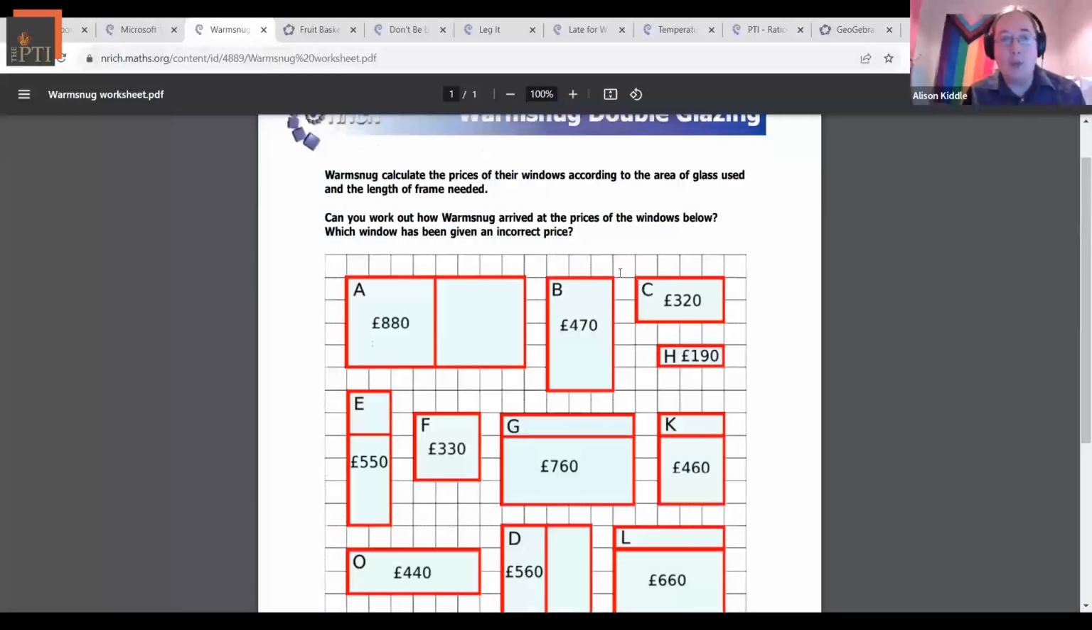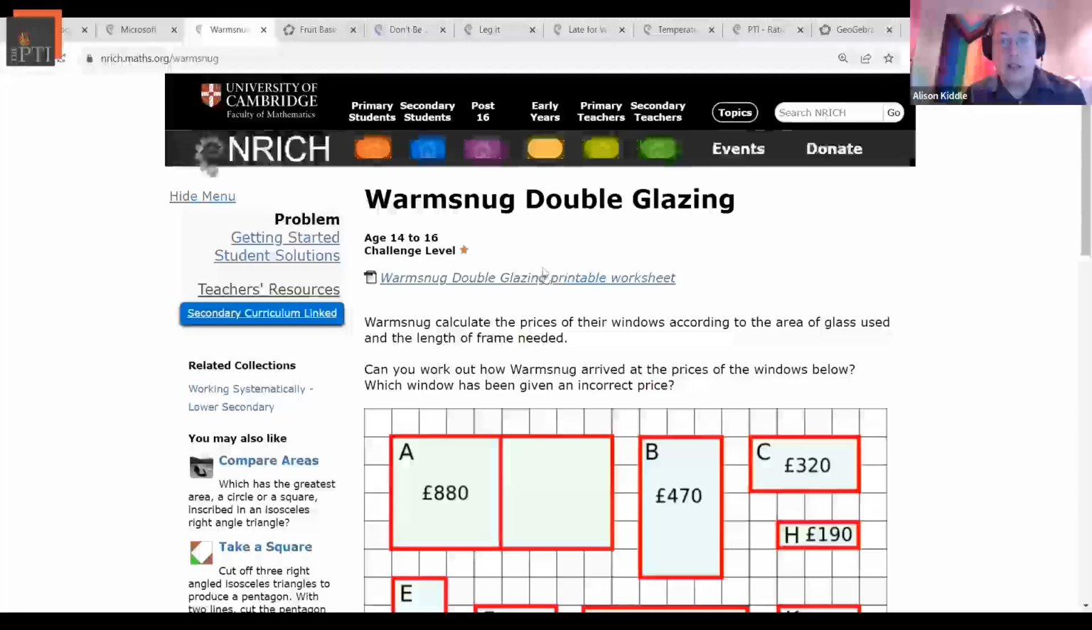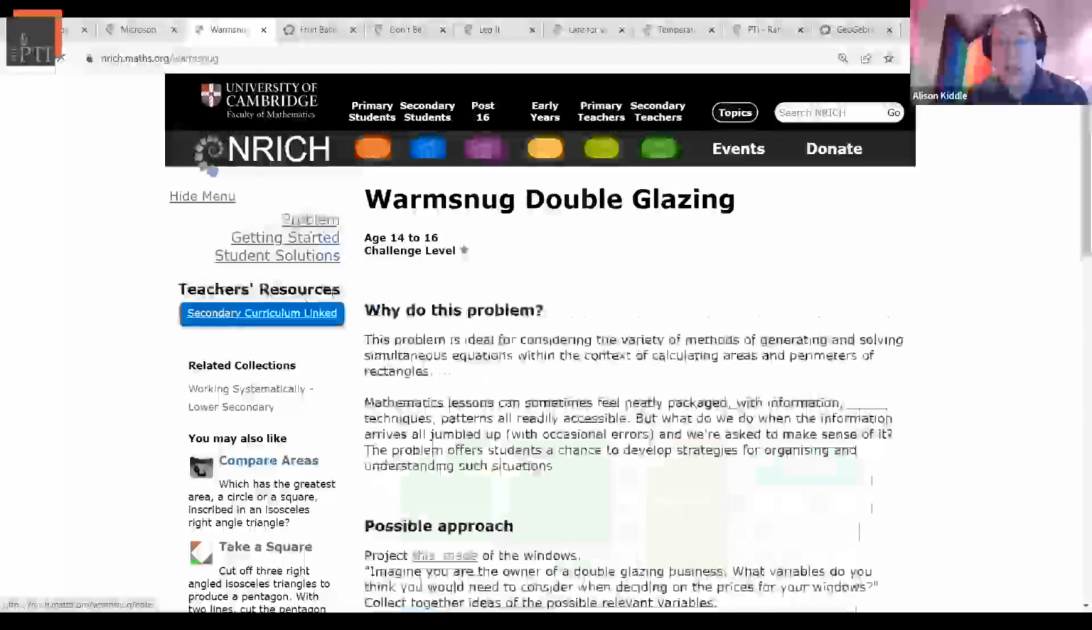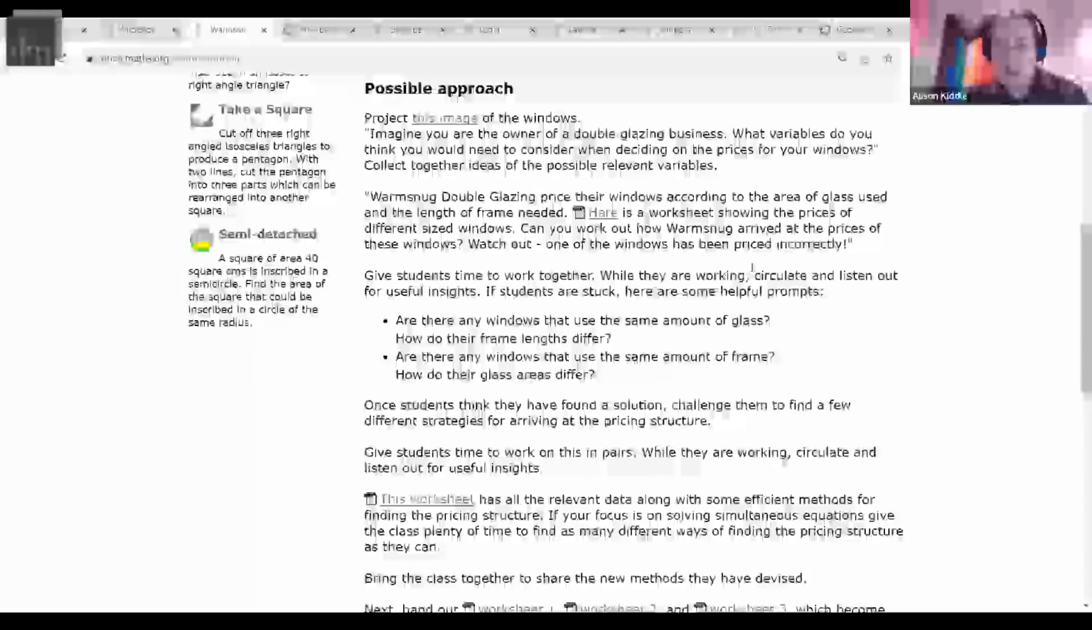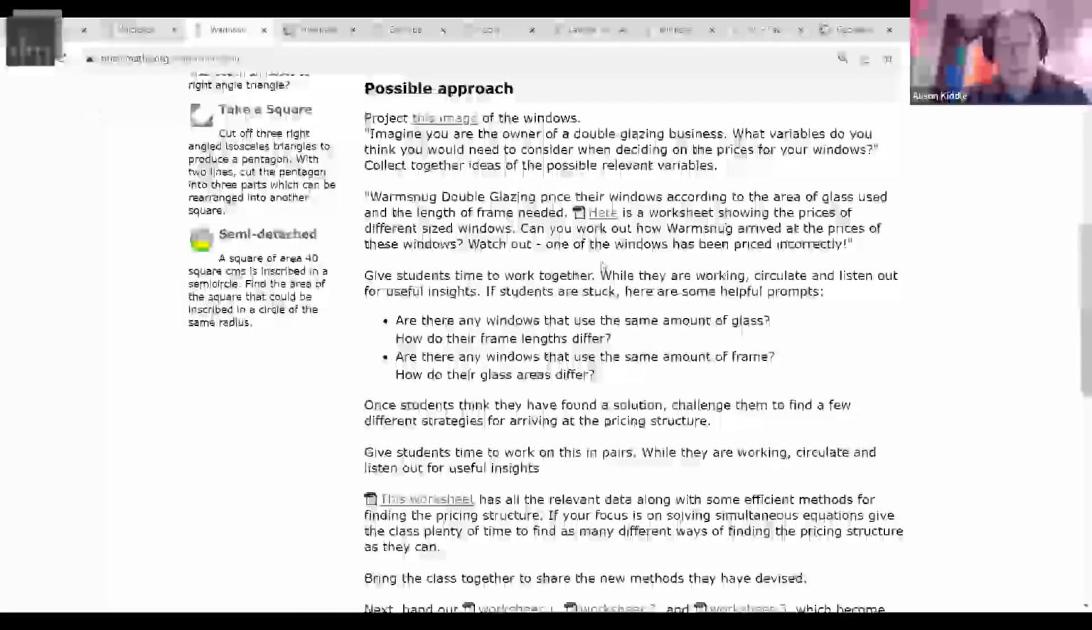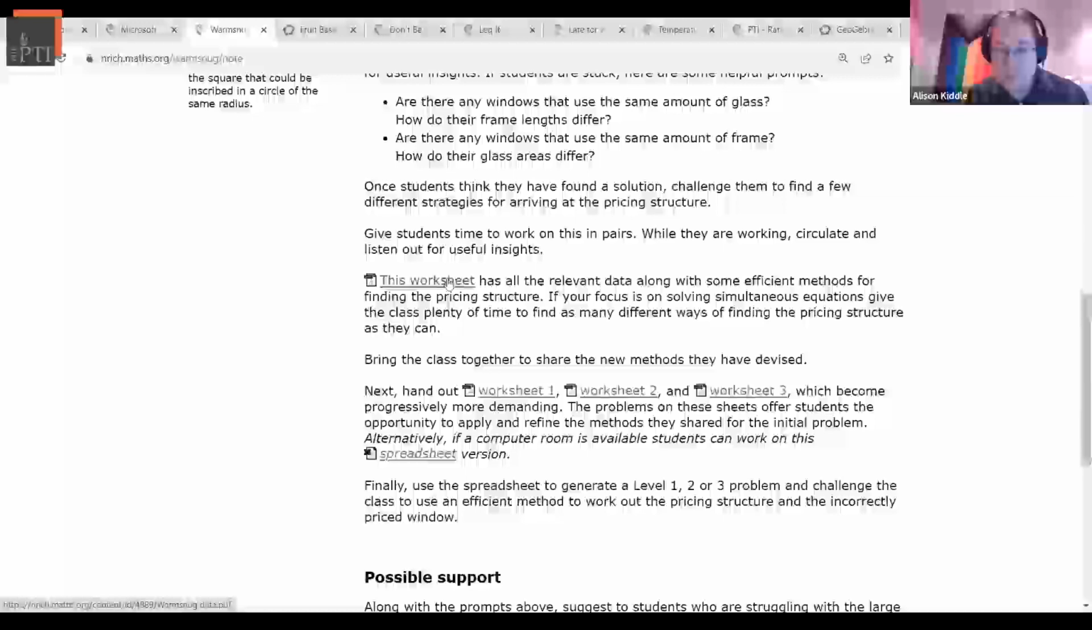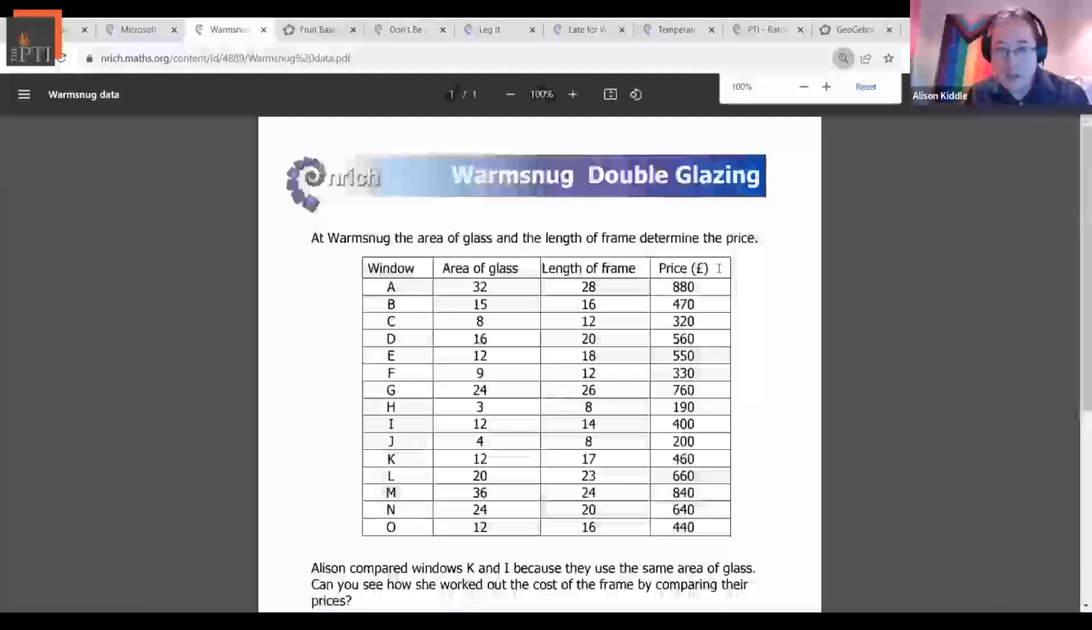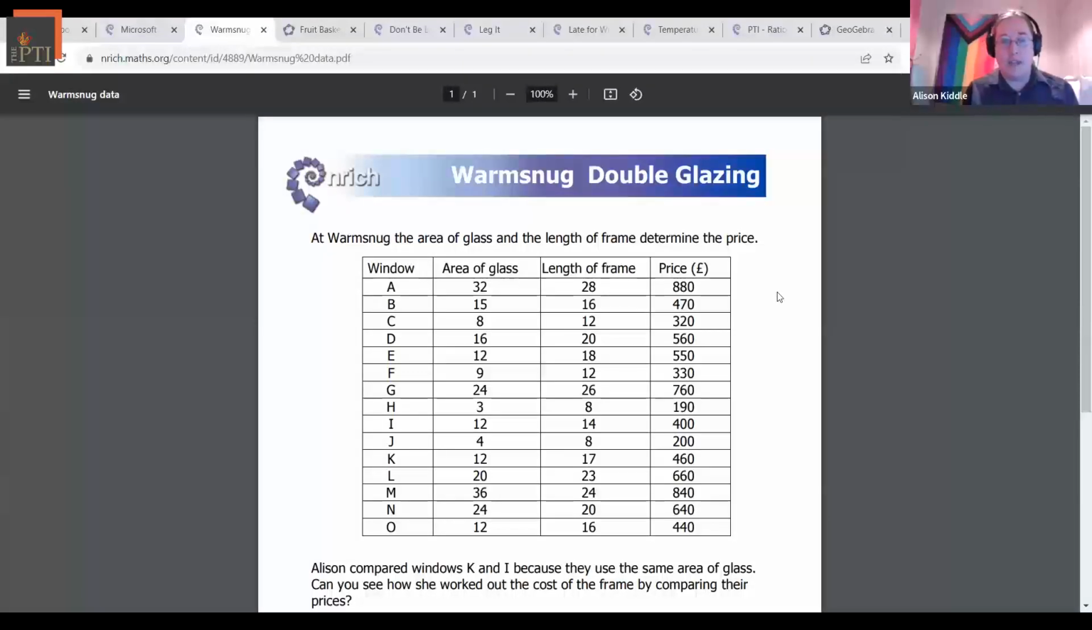And to help you with this, if you decide to use that method with your students, in the teacher's notes, there is somewhere, here we are. There is all of the areas and lengths worked out for you so that you can see them at a glance and start comparing them in the same way that we were comparing things in mixing lemonade.